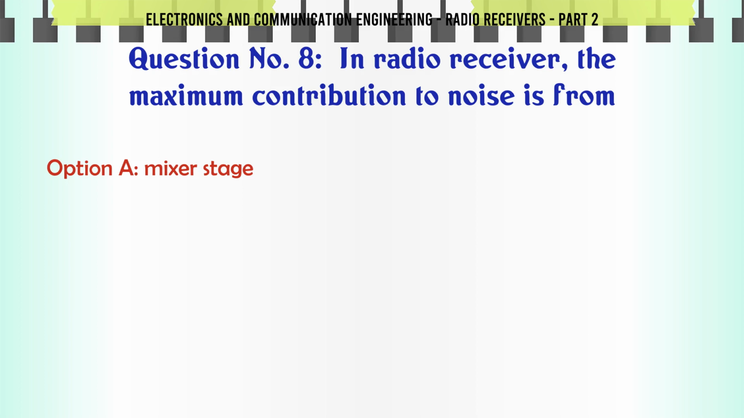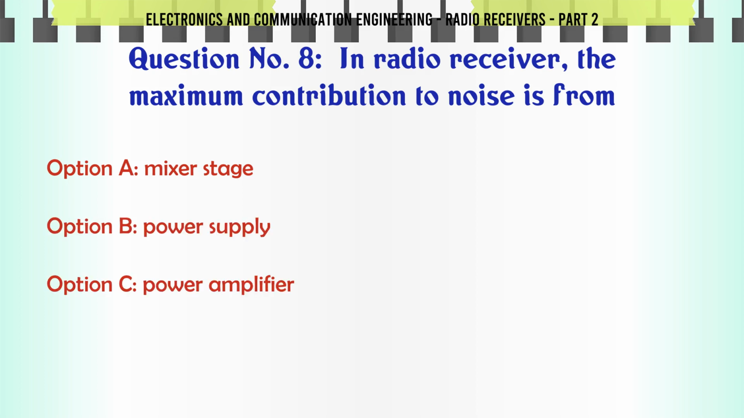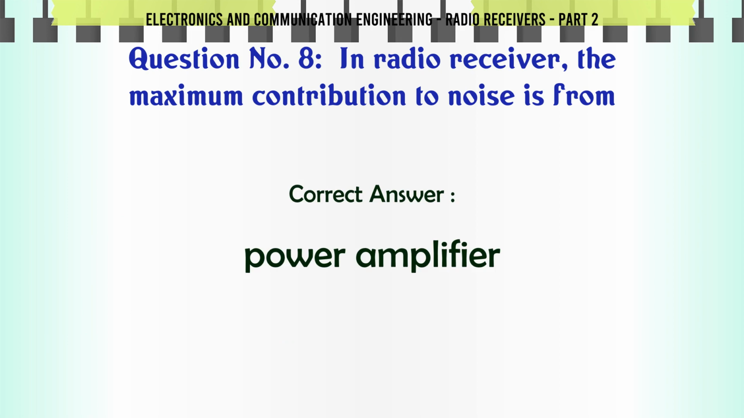In a radio receiver, the maximum contribution to noise is from: A. Mixer stage. B. Power supply. C. Power amplifier. D. Equally from above three. The correct answer is power amplifier.